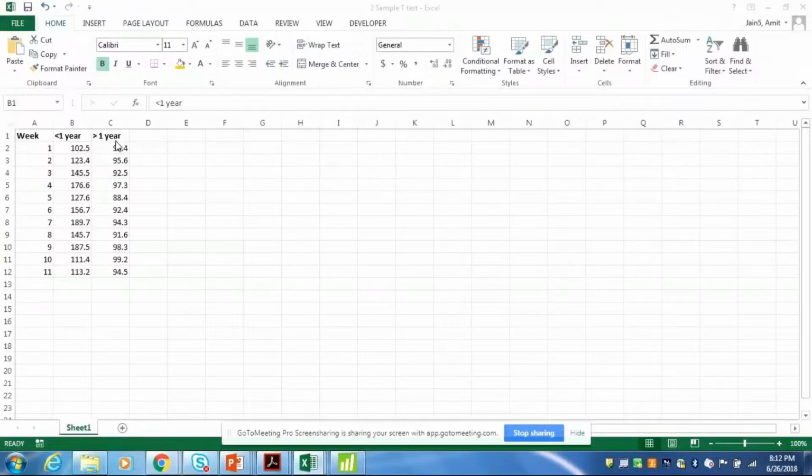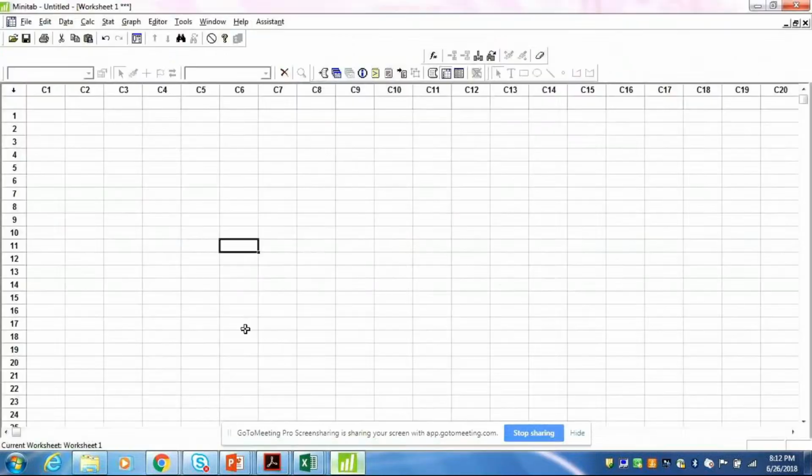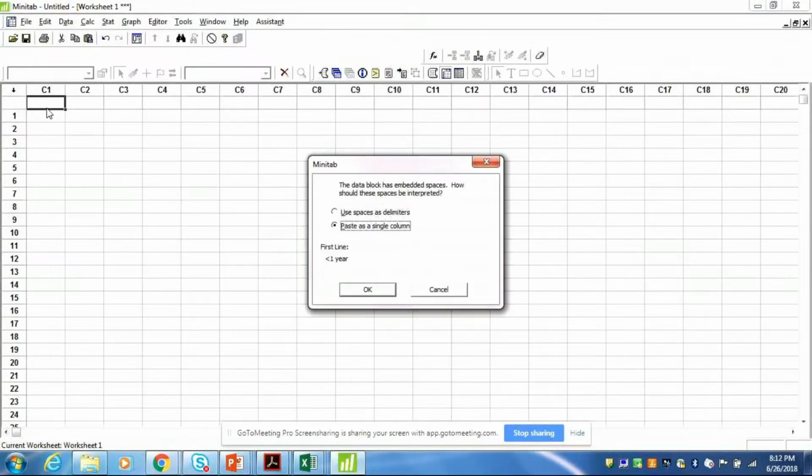Just copy. Now this stuff. Okay. Anyways, so if you can paste the data there.